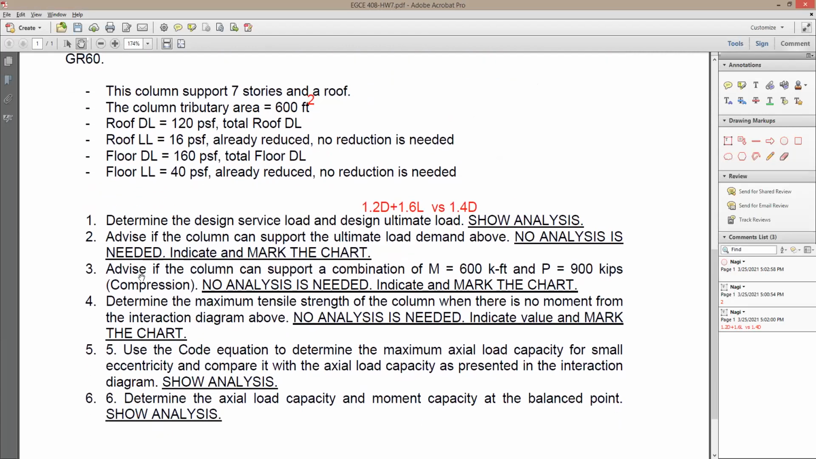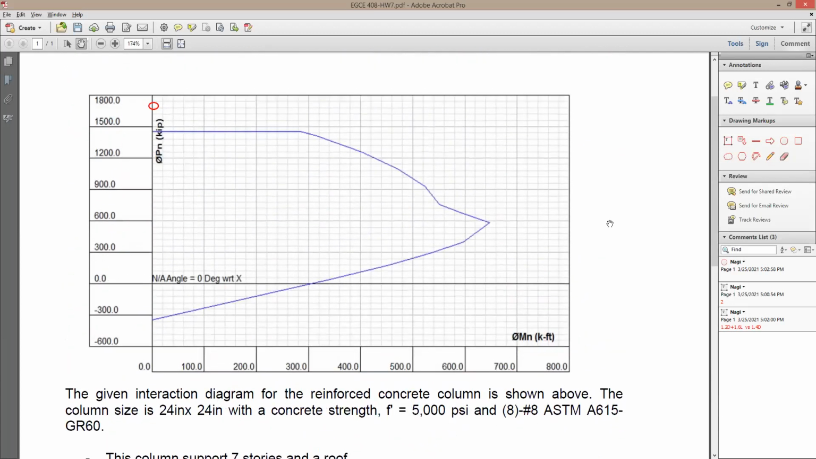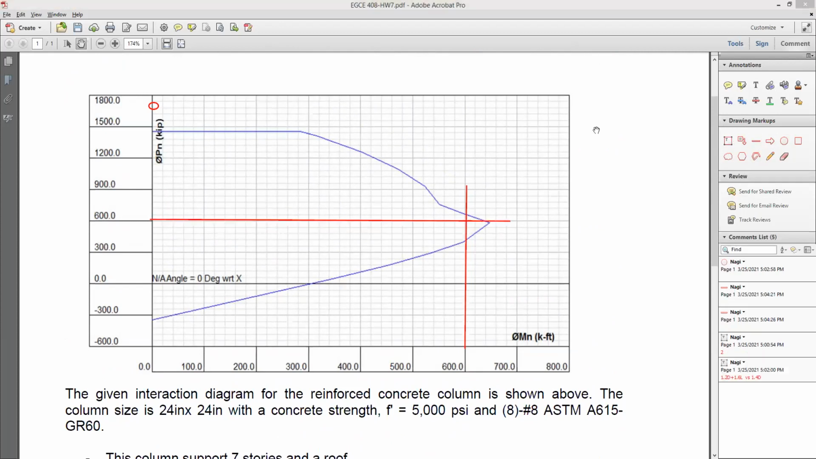So be careful in exactly what you're reading and what you're going to be providing as an answer to this problem. Advise if the column can support a combination of 600 kip-foot and 600 kips compression. No analysis needed. Indicate and mark on the chart. Okay, 600 kips. Where's the 600 kips? Here. 600 kip-foot. Is the column okay in this case? Yes or no? Yes. Good. And do I need to mark it on the chart? Yes, I need to put here a small circle or something.